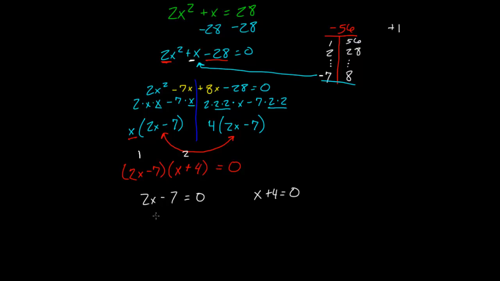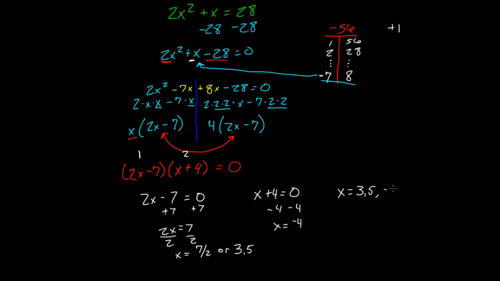So let's work this out. We're going to have a plus 7, 2x equals 7. Divide both sides by 2. x is equal to 7 over 2 or 3.5. And over here, subtract 4, x equals -4. So our solution, once again, x equals 3.5, and it also equals -4.